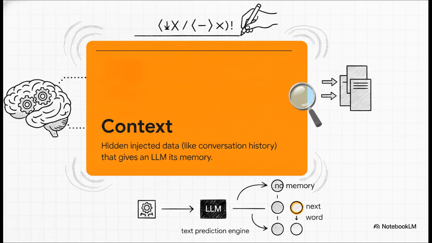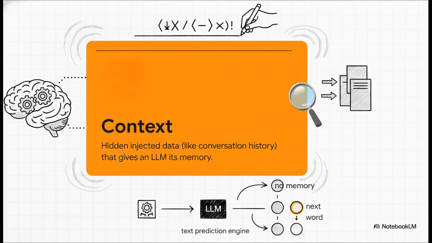You really have to understand that AI isn't actually thinking like you or I do. At their core, large language models, or LLMs, are just highly advanced text prediction engines. They are mathematically guessing the next word based on the information they're fed. And that information, that is called context.